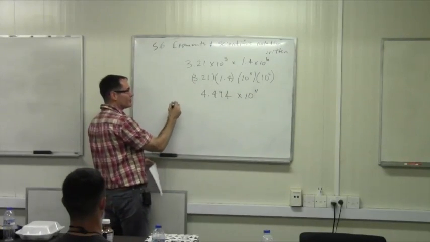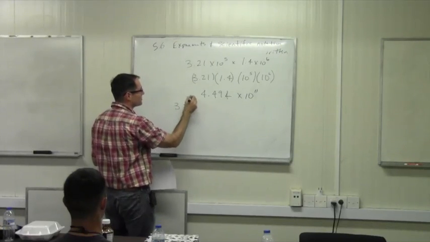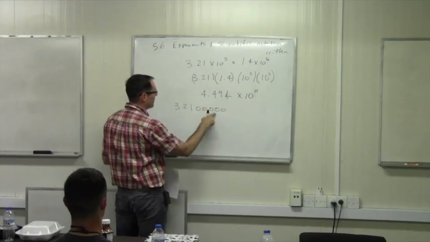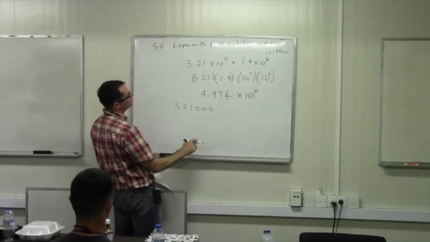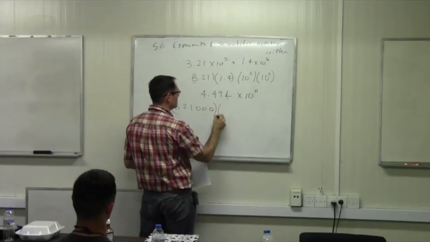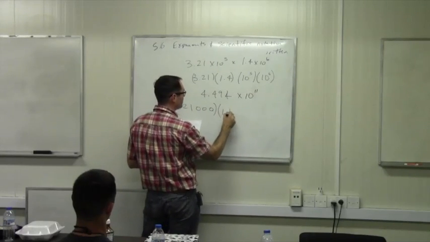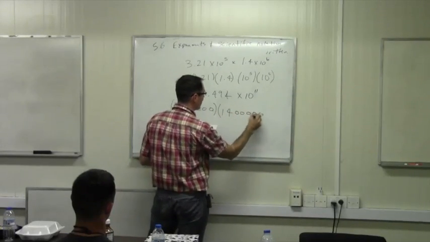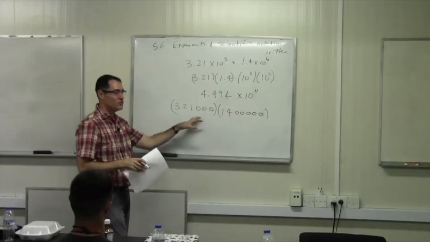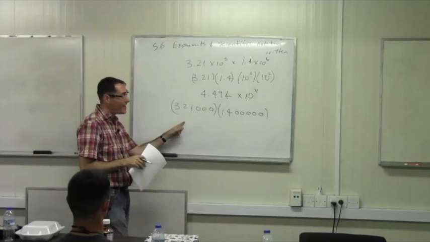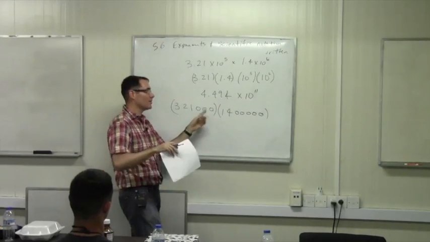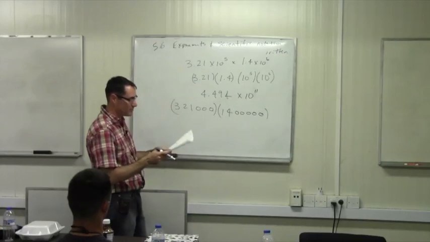You could have written this out: 3, 2, 1, and then 0, 0, 0, 0, 0. I'll count: 1, 2, 3, 4, 5. Times 1, 4, and then 1, 2, 3, 4, 5, 6 zeros. You wouldn't want to necessarily do that long multiplication, would you? Sometimes your calculator won't even fit some of these values, because it's already too big. But doing it with scientific notation makes it pretty easy.